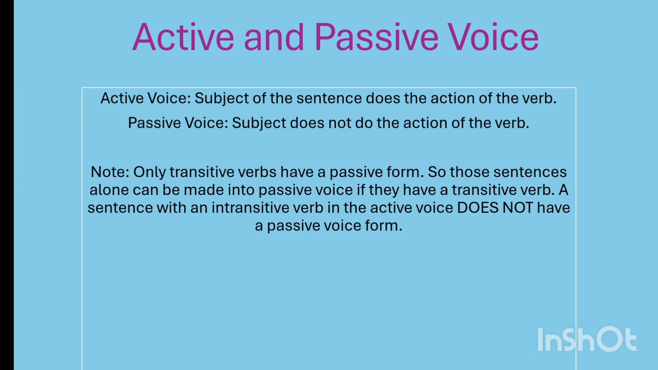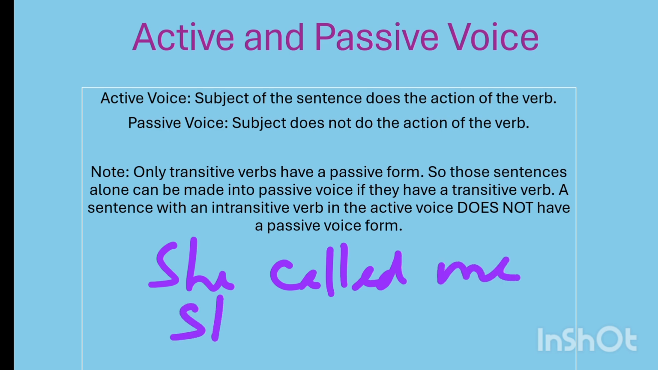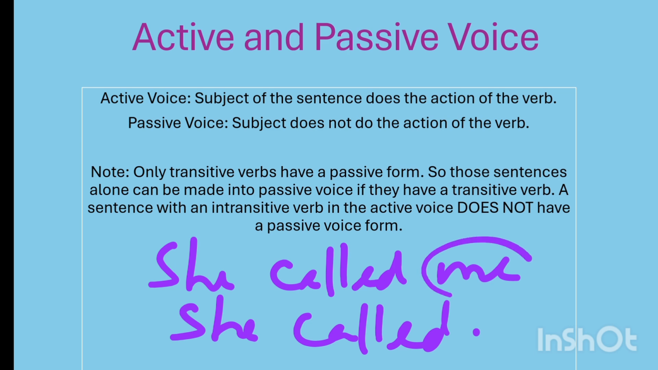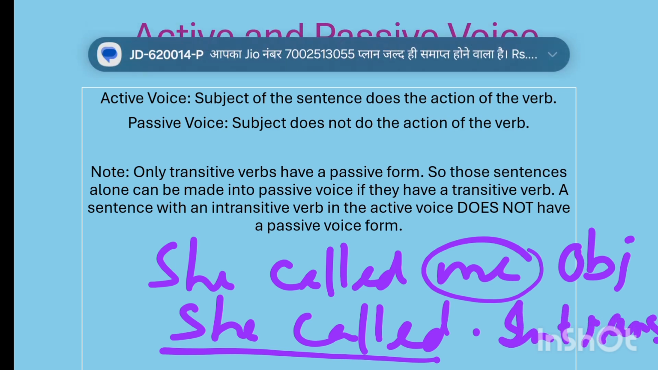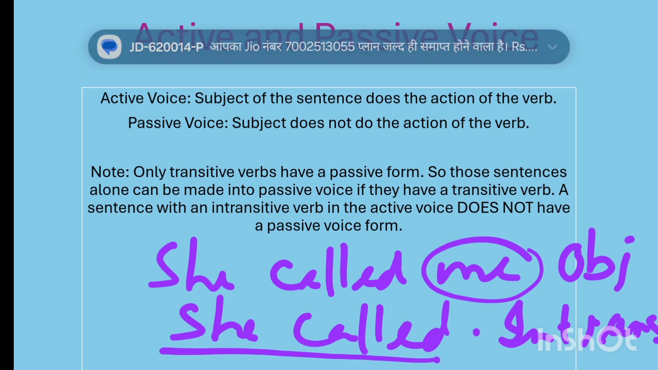Now, for example, she called me. And simply if I write, she called. So in the first sentence you see, she called me. Whom did she call? Me. So it's an object. And if I only say she called, whom? You don't get any object here, do we? Then this is an intransitive verb. Where an object is present, that is transitive, and when the object is not there, it's missing, it's an intransitive verb.